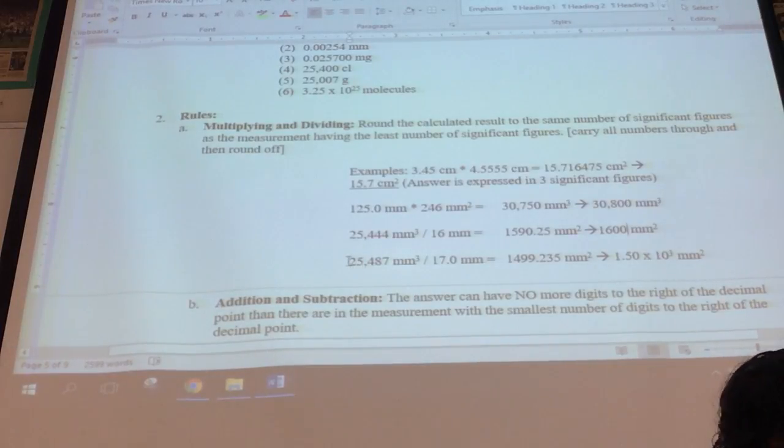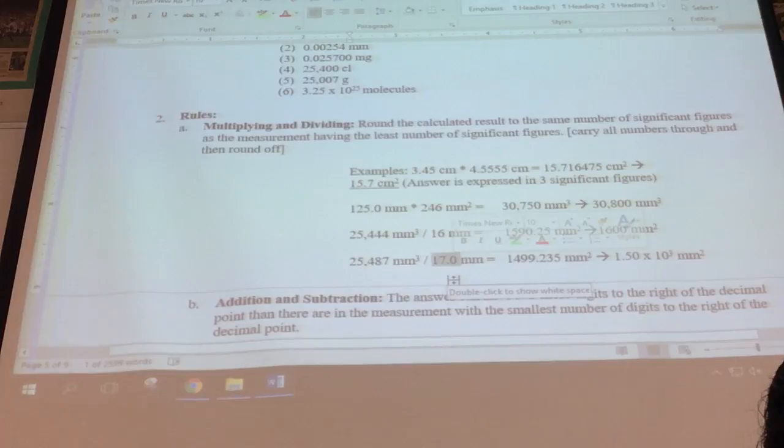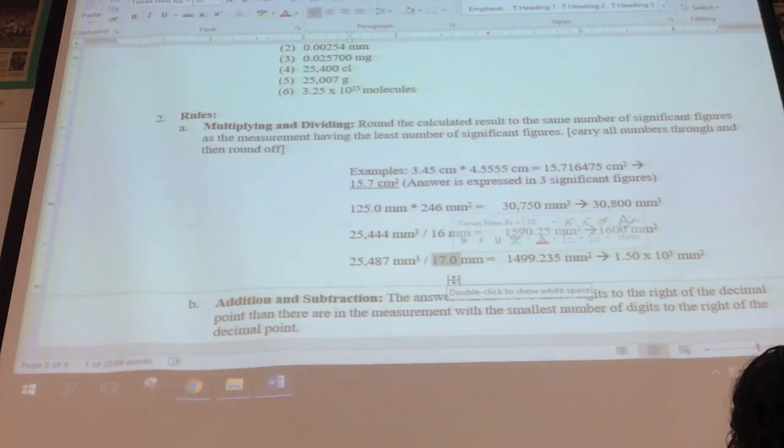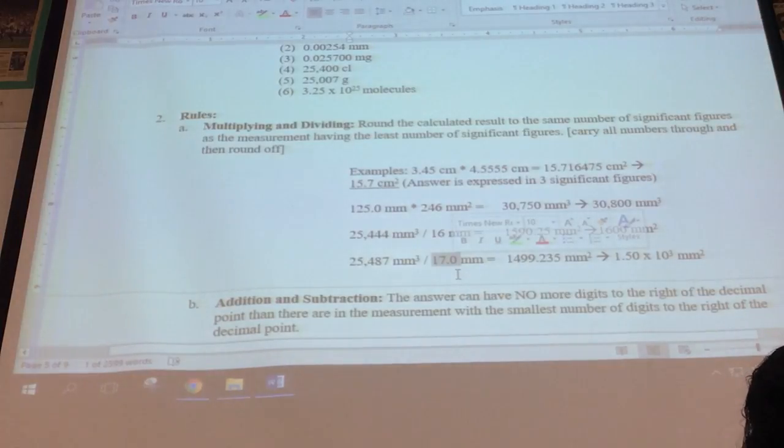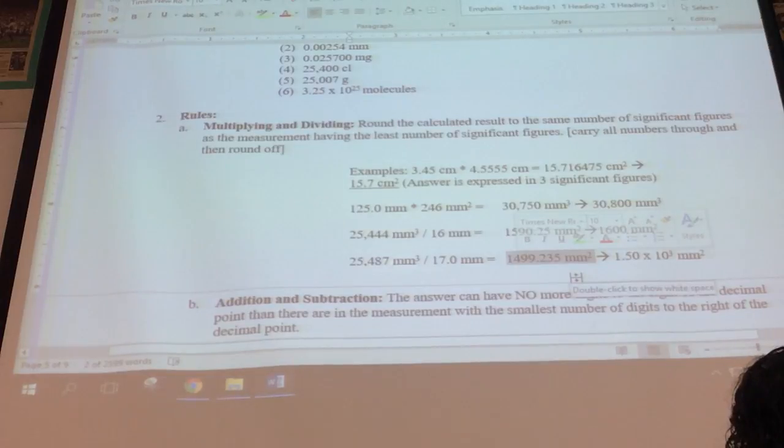This one's a little bit cranky. You've got 5 sig figs, you've got 3 sig figs, and how many sig figs would our answer be expressed for this division? 3 is correct because you express it in the least number of sig figs for multiplication and division. You subtract the exponents, so now you have millimeters squared, and this is what you get in your calculator. You want it in 3 sig figs.